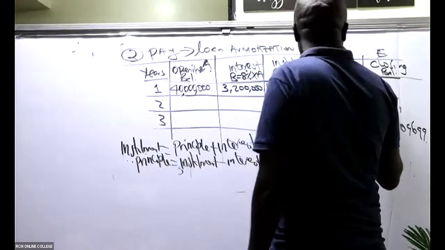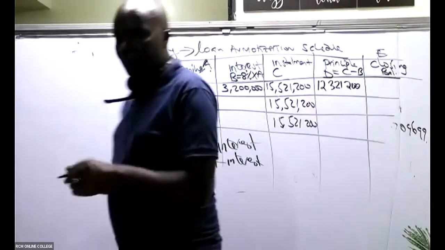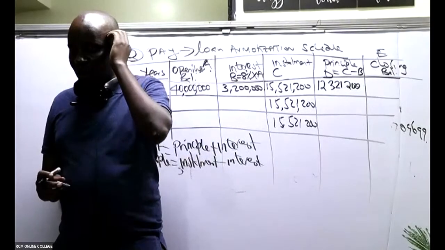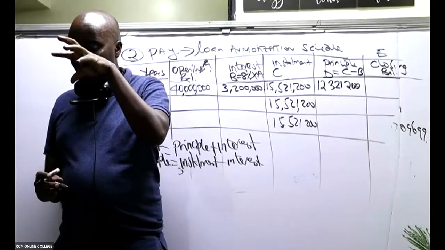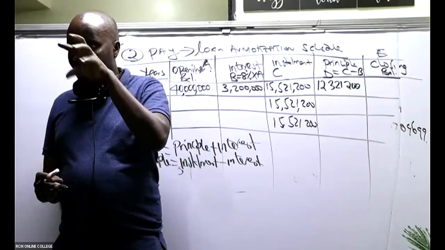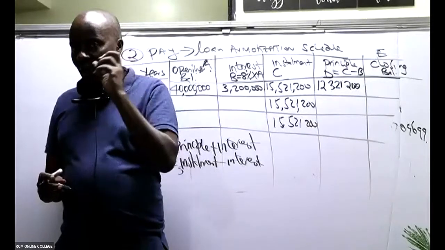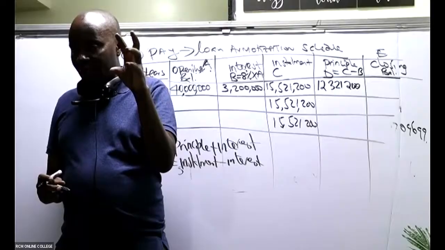So what do you think I am going to do to get the closing balance, my great friends? Of course, opening balance must be involved. I will take opening balance minus what, to get the closing balance?